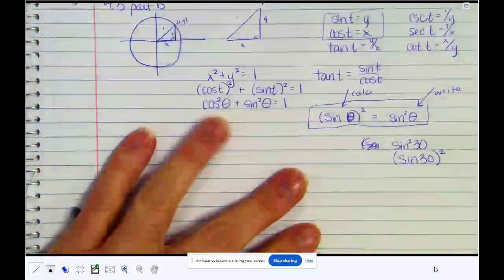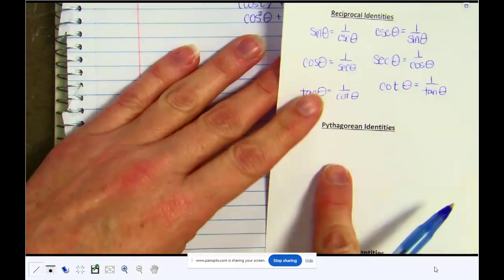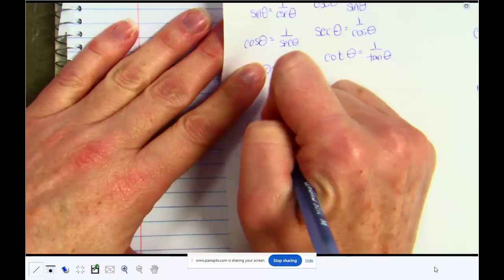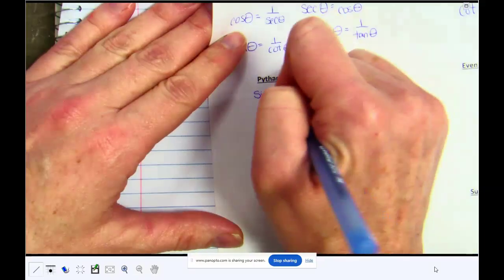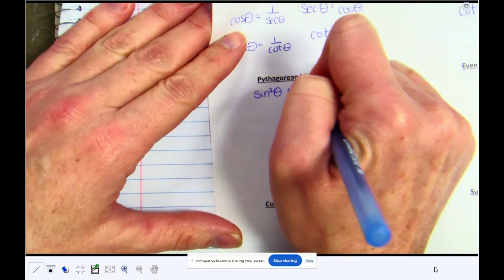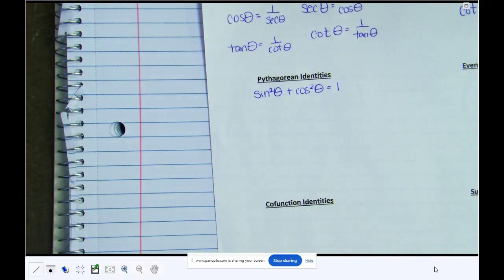Okay, so this guy is called a Pythagorean identity. And actually I like to put sine first just because that's the way my brain works. So it's sine squared theta plus cosine squared theta equals 1. You don't have to know where it comes from, but it comes from the unit circle using that x, y, and the 1.